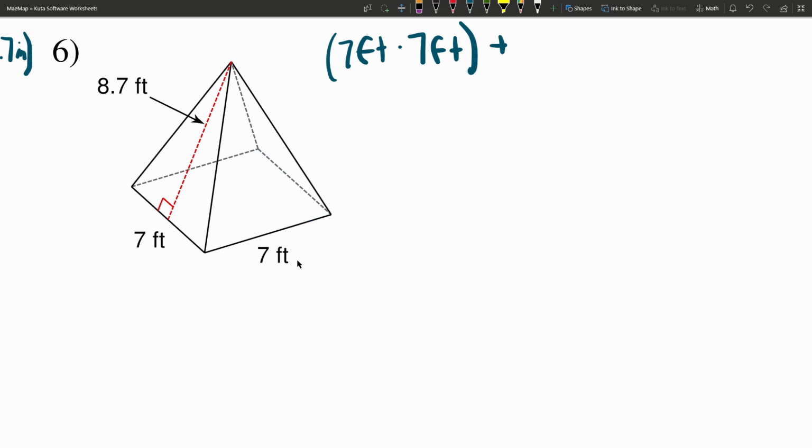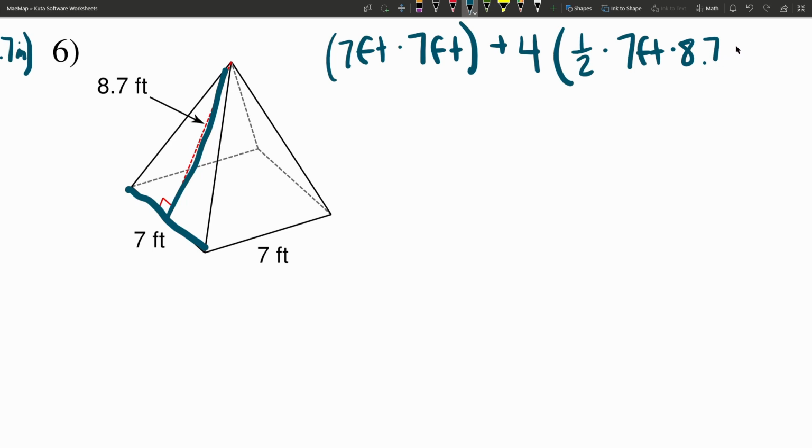All other 4 sides are the same exact triangle. So we're going to have 4 sides that are the same. We just have to calculate the area of one of those triangles, which is 1/2 the base times the height, where our base is that 7 feet and our height is 8.7. Again, base and height are perpendicular, so we know 7 and 8.7 are the base and height, and that same exact triangle occurs 4 separate times. Now we just do out this multiplication and add it together.